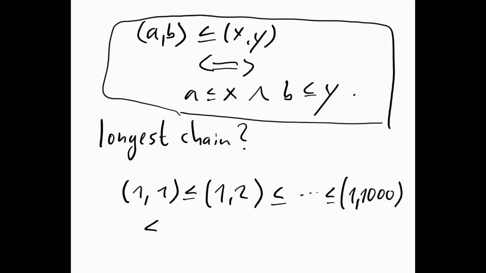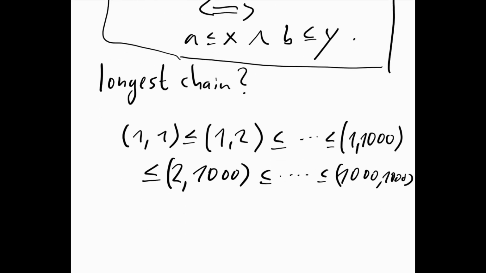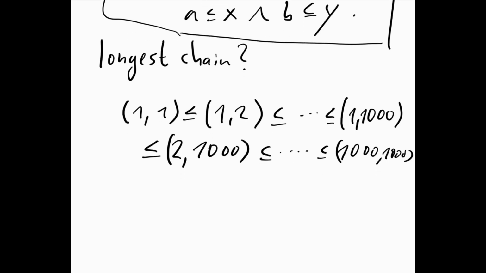But also, when we reach that, we can start increasing the left entry. It will also work out. So we will get 2 and 1000. And then, again, it's going to work out for this ordering until 1000, 1000. So the longest chain is how many of these ordered pairs there are until we reach the 1000, 1000 from the 1, 1. All right, so they're all comparable by this relation, and let's see how many there are.